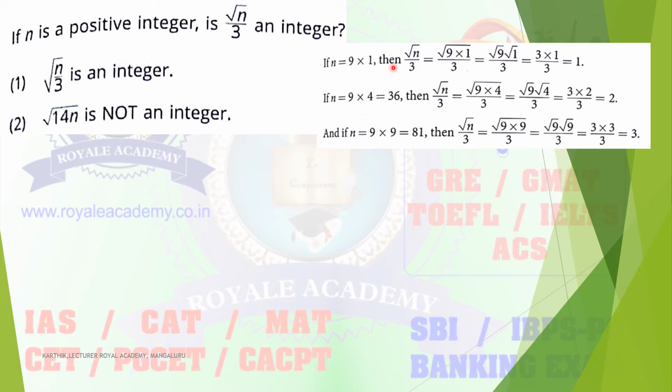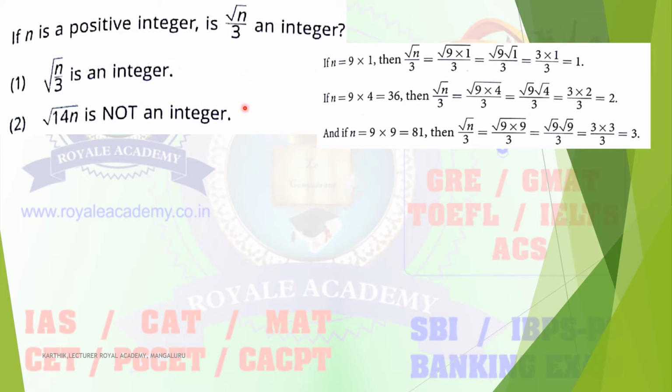If n is equal to 9 into 1, then the square root of 9 is 3, and divided by 3 is 1. 9 into 4 is 36, so 36 is also possible. The square root of 36 is 6, divided by 3, you get 2. Next 81, the square root of 81 is 9, and 9 divided by 3 gives 3. So if you get these values, you will surely get an integer.